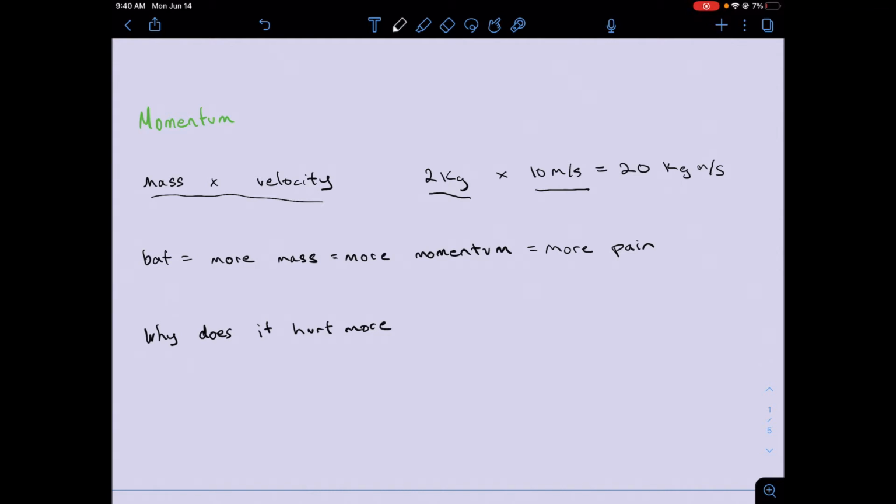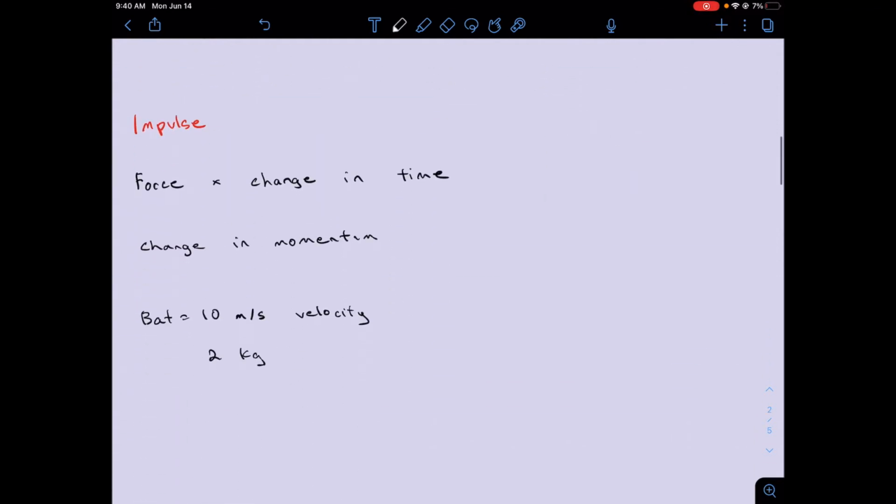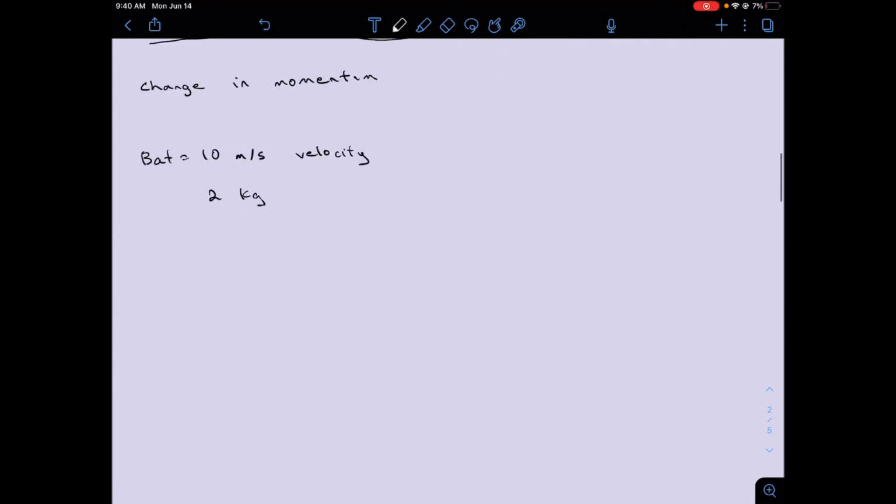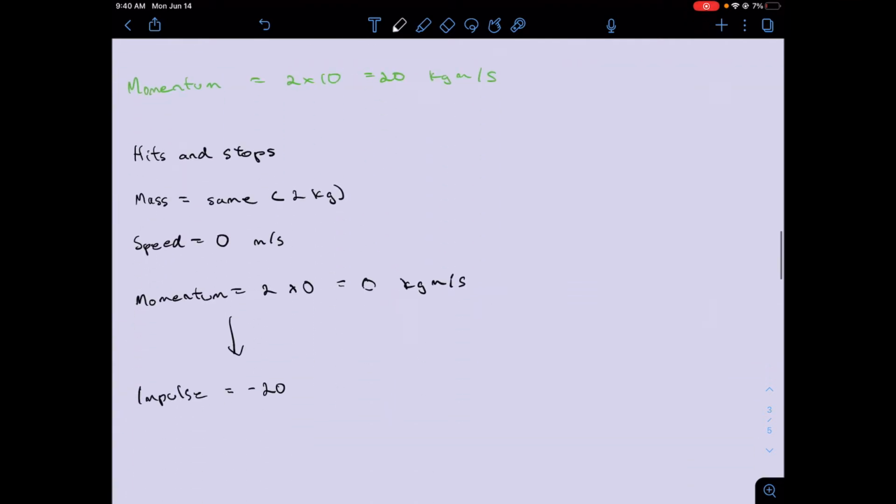But why does it hurt more? Well, to understand why, we need to learn something called impulse, which is force times the change in time, and that's how you find it, or it's also the change in momentum. So for the bat, which was traveling at 10 meters per second, and since it weighed 2 kilograms, the momentum we found before was 20 kilograms meters per second.